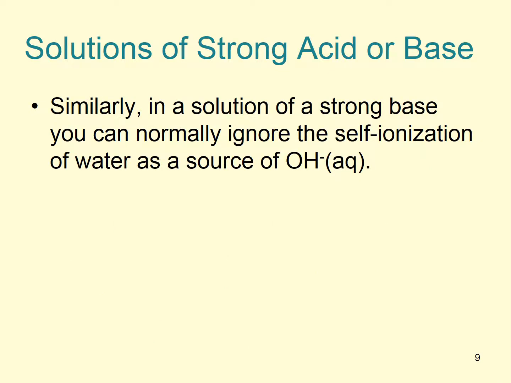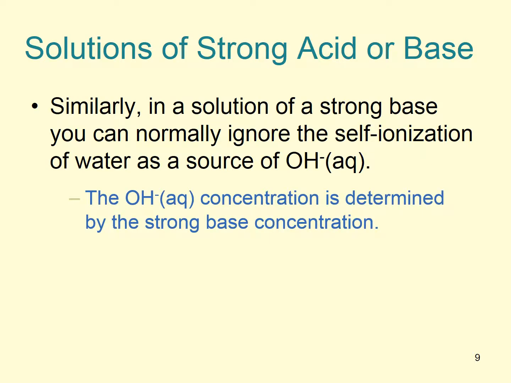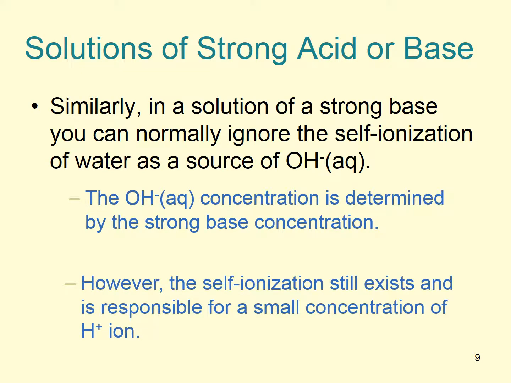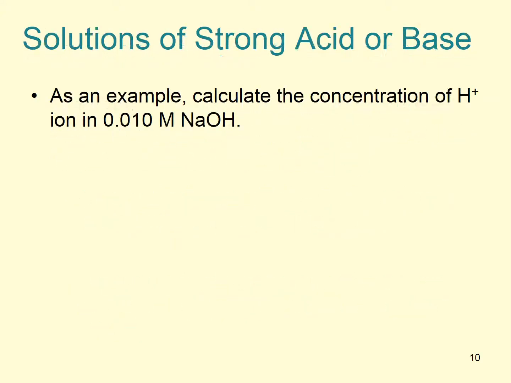Another example, let's say you have a strong base. Again, for a strong base, you can normally ignore the self-ionization of water as a source of OH negative, because the OH negative from the water is so much smaller. So the OH concentration is determined from the strong base concentration. However, the self-ionization does still exist, and so the small amount of H plus ion will also be present, and you can find it by plugging into that same equation.